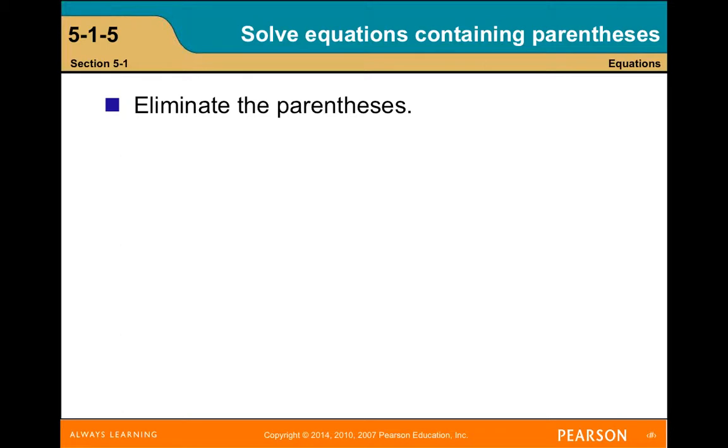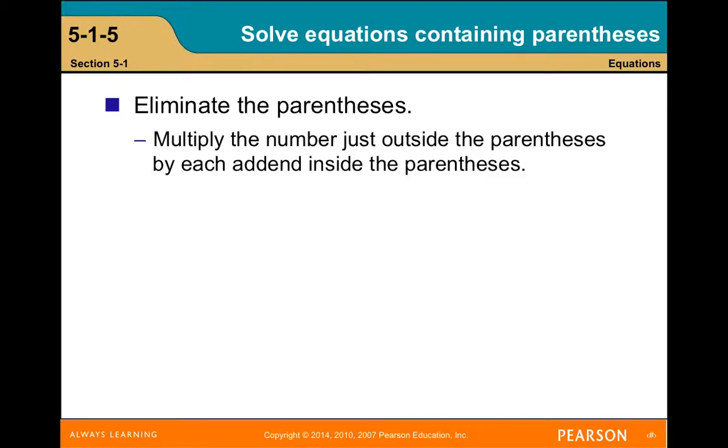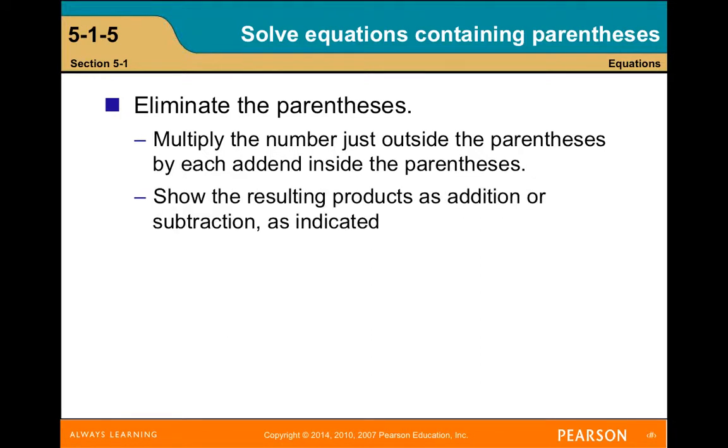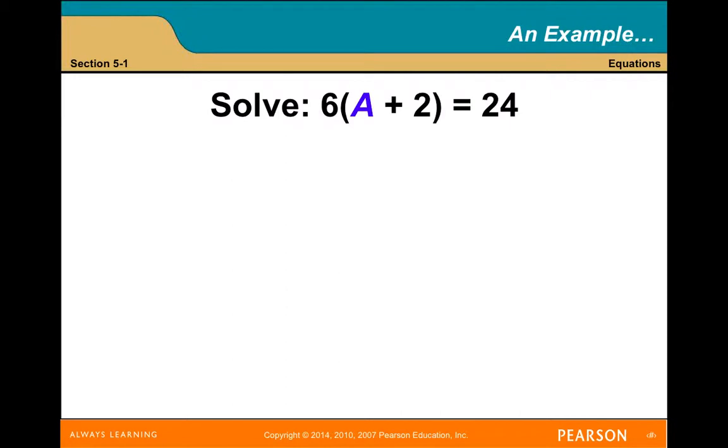Solving equations containing parentheses. Eliminate the parentheses. Multiply the number just outside the parentheses by each addend inside the parentheses. Show the resulting products as addition or subtraction as indicated, and solve the resulting equation. So as an example, we're going to solve for 6 times, in parentheses, a plus 2, and then equals 24.